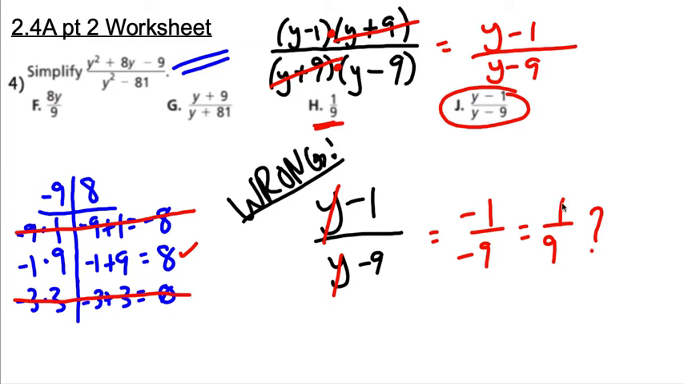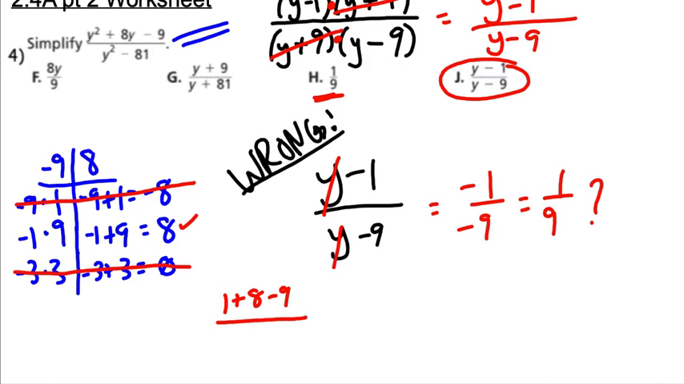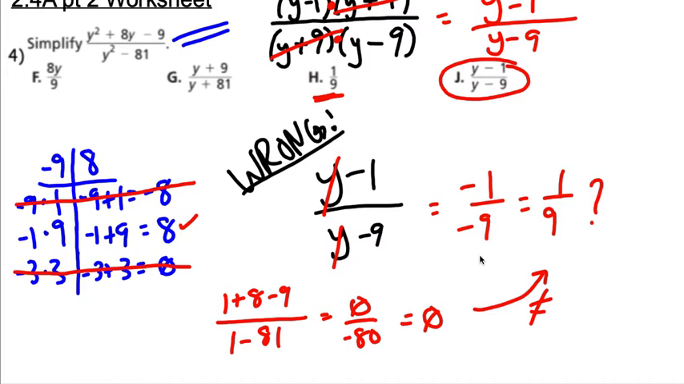Well, let's say we plug a number into this equation, like 4 or 2 or 1 or anything other than 0. This should give us 1/9, regardless of what we plug in. Now, if you plug in 0, you will get 1/9, but it has to work for everything. So if we plug in 1, we would have 1 plus 8 minus 9 over 1 minus 81. That would give us 0 over -80, which is 0. And you can see that that is not equal to 1/9.